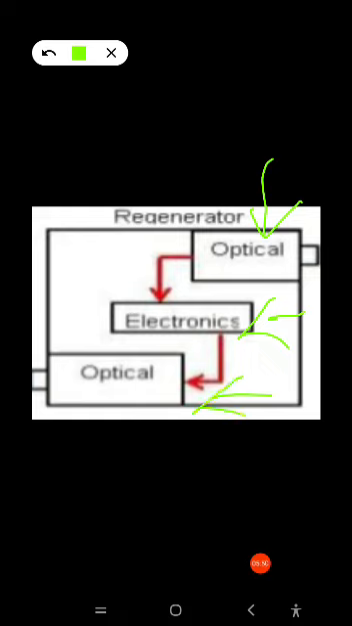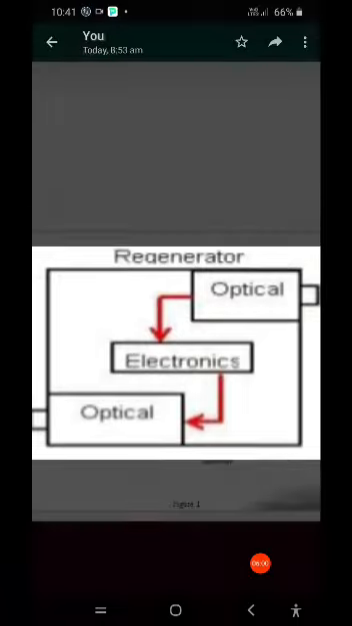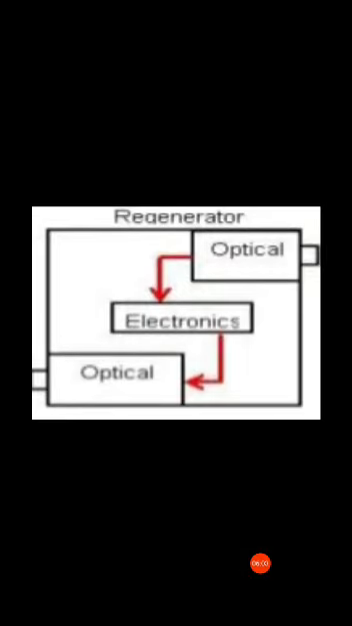First one is of the optical receiver. Next, this one is of electronic circuit, and this one is of optical transmitter. So here the first one, the optical receiver, receives the optical signal and converts it back to an electrical signal.